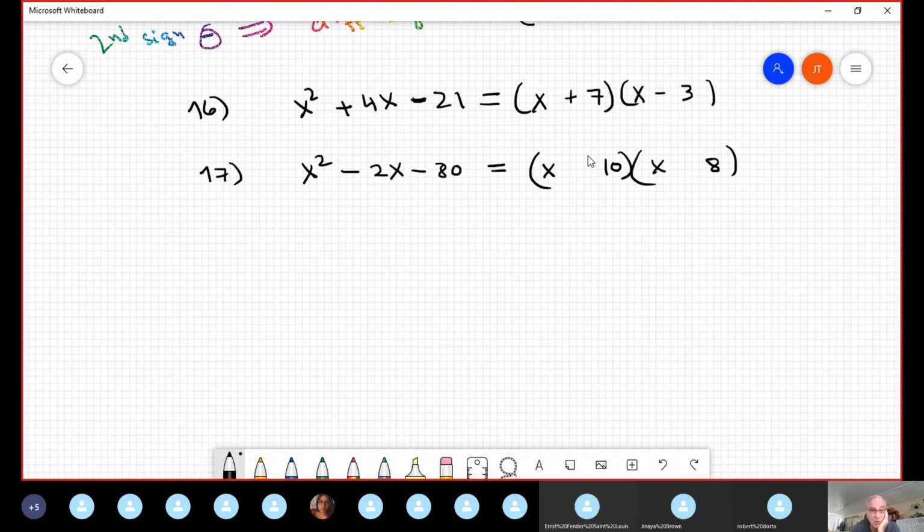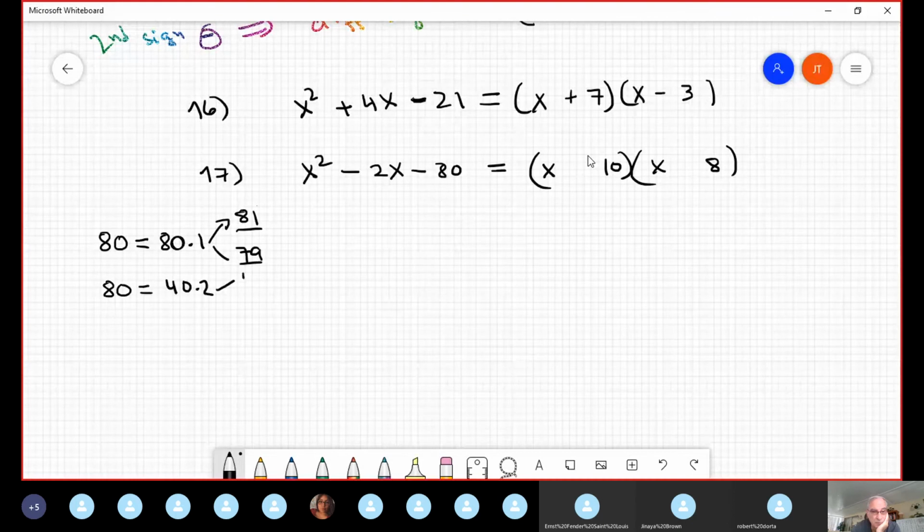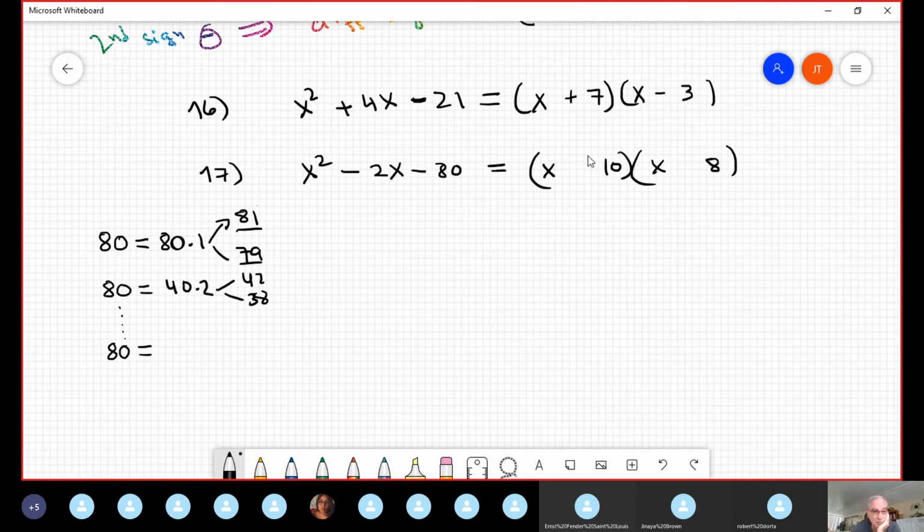80. You copy in one corner of the piece of paper. 80 is equal to 80 times 1. And you add, 81. And you subtract, 79. And this doesn't match. With the number here, we need 2. Again, 80 is equal to 40 times 2. 42 and 38. No. And you continue. Boom. And you get, for example, 80 is equal to 10 times 8. When you add, it's 18. When you subtract, it's 2. I got it. It is this combination.